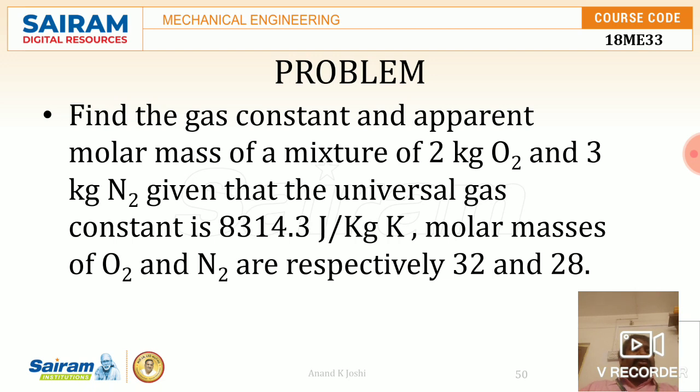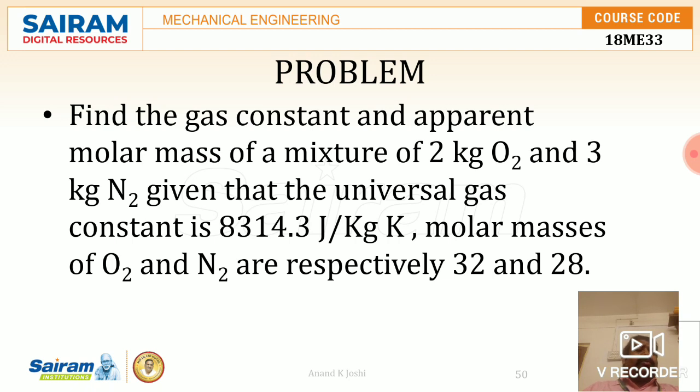So the question is very clear. We have to understand that. There is a mixture of gases, with 2 kg of oxygen and 3 kg of nitrogen. For this, the given universal gas constant is 8314.3 joules per kg Kelvin, and the molar masses of oxygen and nitrogen are given as 32 and 28.